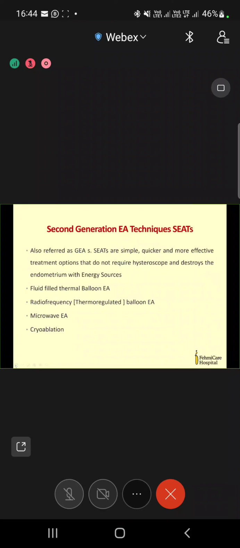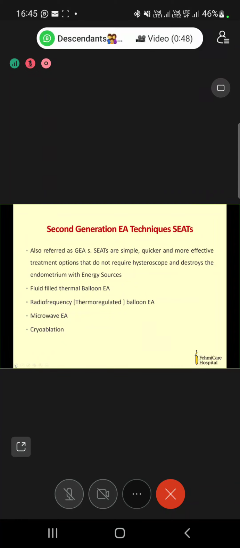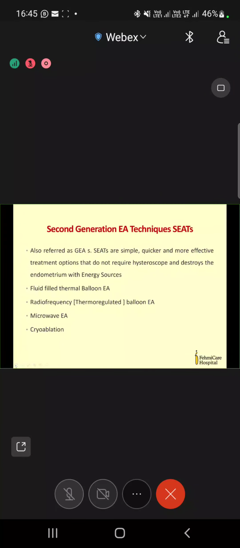you conclude. So coming to the second generation endometrial ablation techniques, also referred to as the seed technique. These are simpler, quicker, and they do not require a hysteroscope, and they get the results of transcervical resection of endometrium by different ablative techniques. In this come the fluid filled balloon, radio frequency thermoregulated techniques, microwave endometrial ablation, and cryoablation.